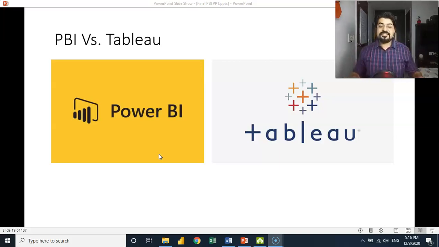By far, this is one of the most commonly asked questions: what is the difference between Power BI and Tableau, which one we should go for, and so on and so forth. Now, let me tell you about this based on my years of experience in BI technologies. I'll be talking about four major differences between Power BI and Tableau, right?